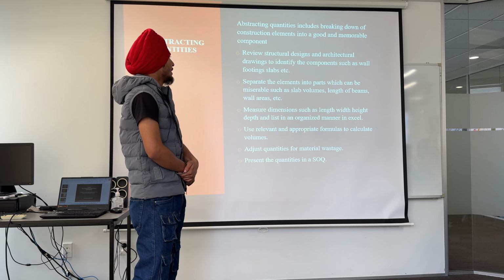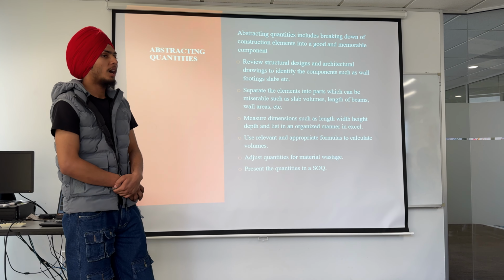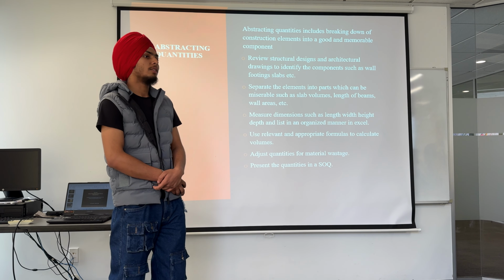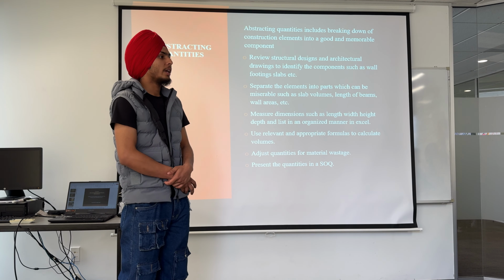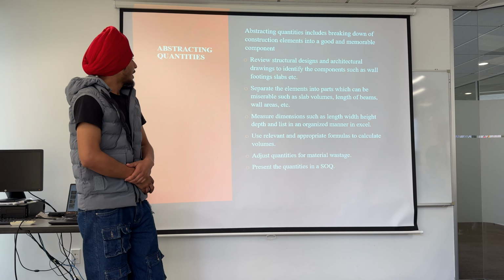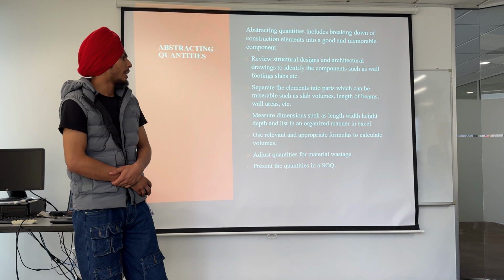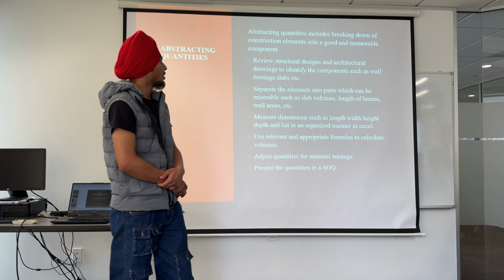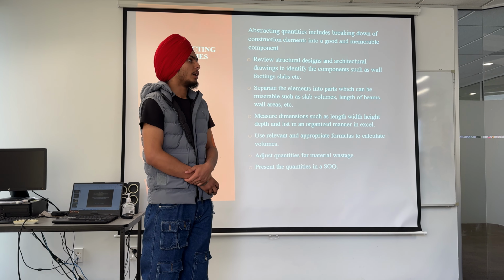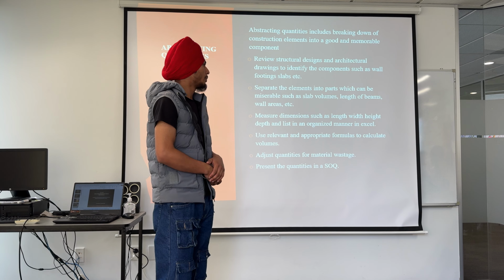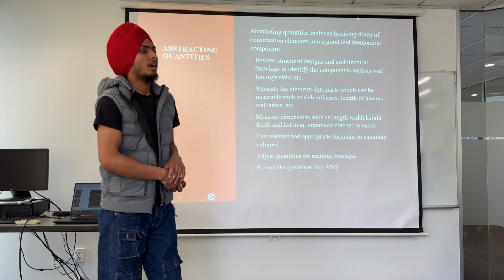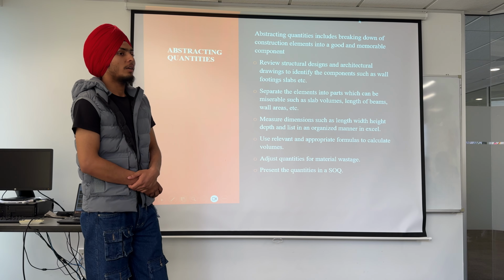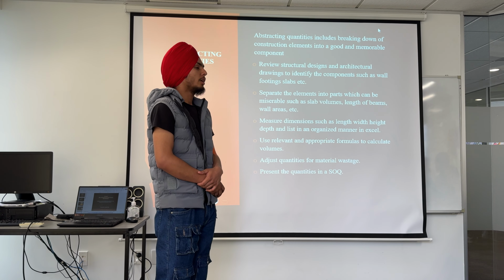The second one is separate the elements into parts which can be measurable, such as slab volume, length of beams, and wall area, etc. The next one is measure dimensions such as length, width, height, depth, and list in an organized manner in Excel. It always should be in a good manner, so the stakeholder should see it in the proper way. Use relevant and appropriate formulas to calculate volume.